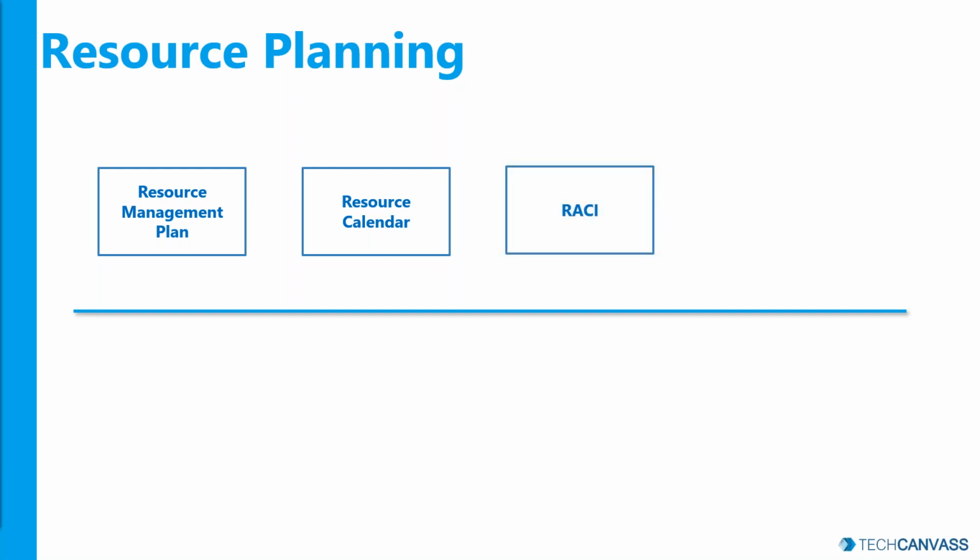You need to define the RACI matrix, which is nothing but roles and responsibilities in the team. Who is responsible for what, who is accountable for what. You need to plan and define this beforehand so that everybody is clear on that.